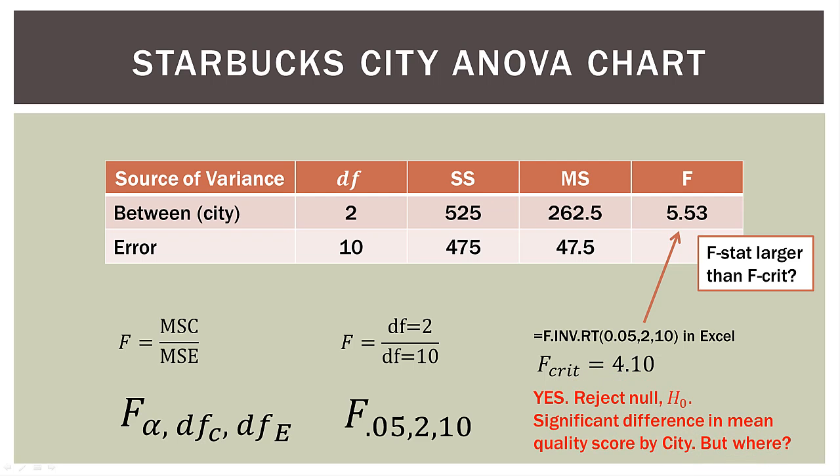So what can we do with the hypothesis? We can reject the null hypothesis. So significant differences in mean quality score were present by city, okay? Because remember, our null was that there was no difference. So the null always assumes that there is no difference. And in this case, we had to reject that null because our F statistic was larger than our F critical. So significant differences in mean quality score do exist by city. But again, the extension to this problem is, well, where?